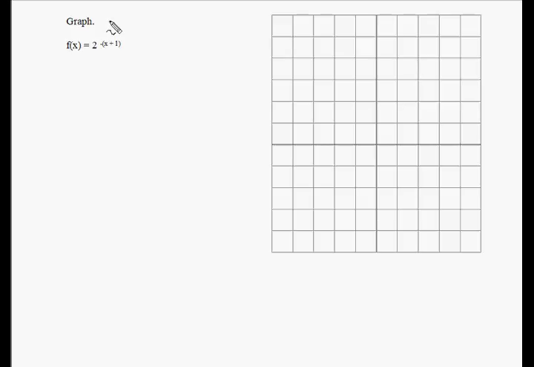Let's graph another exponential function. This one is f of x is equal to 2 raised to the negative x plus 1. So in our xy table, we want to try and find some good numbers so we get a nice graph.